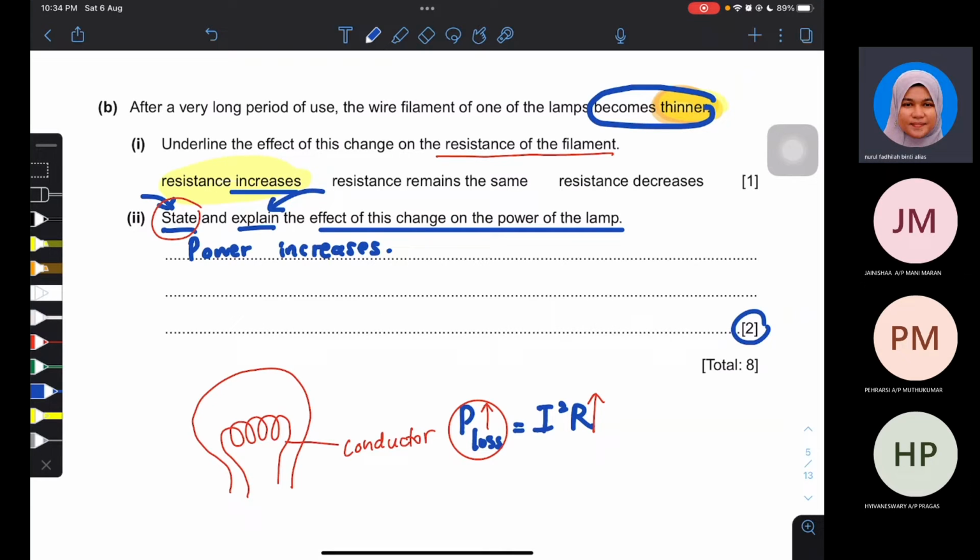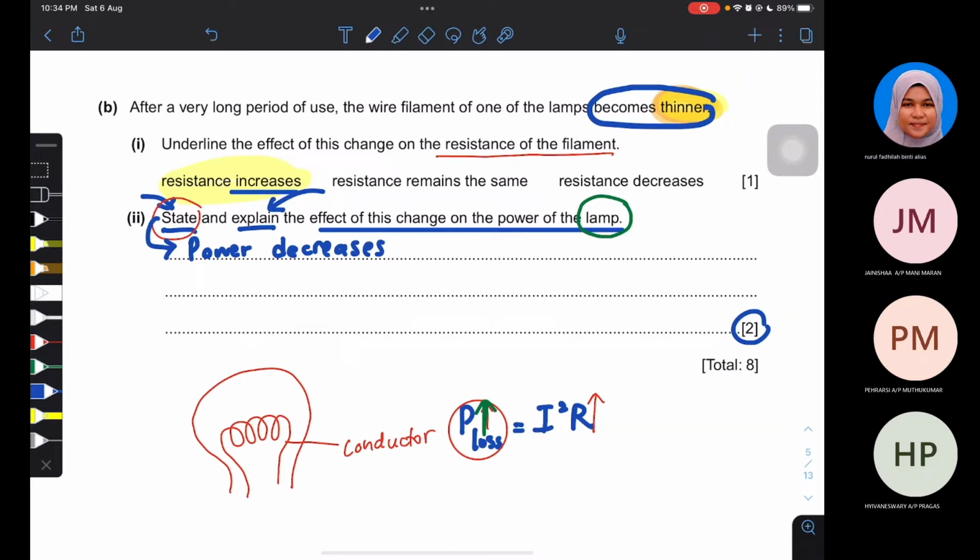Okay, dia suruh explain. So, ni you state. Then you need to explain. Your punya explanation kenapa? Kenapa power increases? Sorry. Power decreases. Kenapa power decreases? Sebab soalan tengah tanya bukan power loss lah, power of the lamp. Yang loss increases. Jadi yang tak loss, yang remain pada lamp decreases. Why? How do you explain?